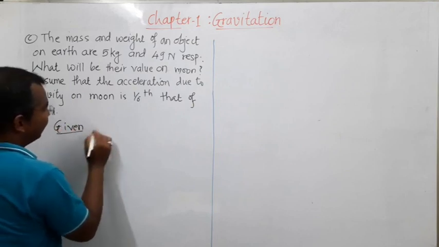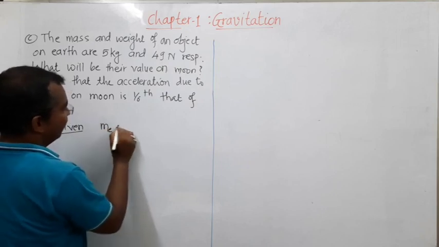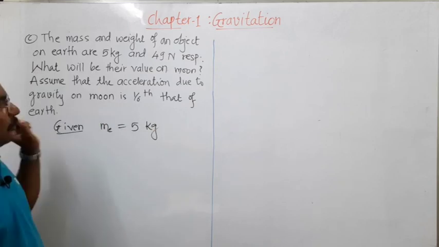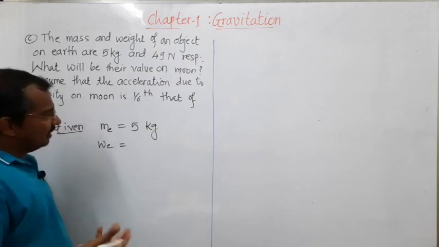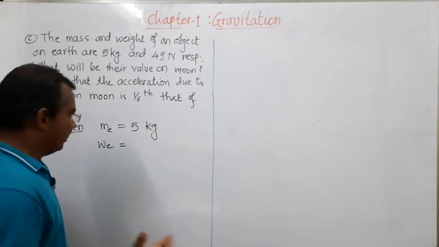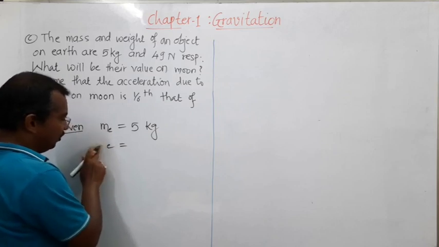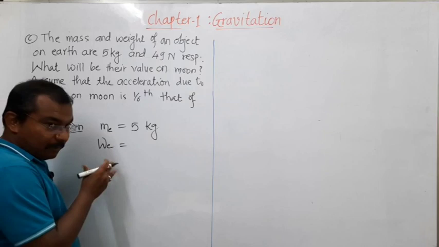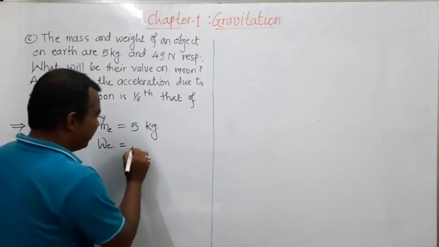The given is the mass. Mass on earth, ME, is equal to 5 kg and weight, that is WE. Mass never changes. Weight WE, it should be the capital actually, WE. This is not we, this is WE. So it is 49 Newton.